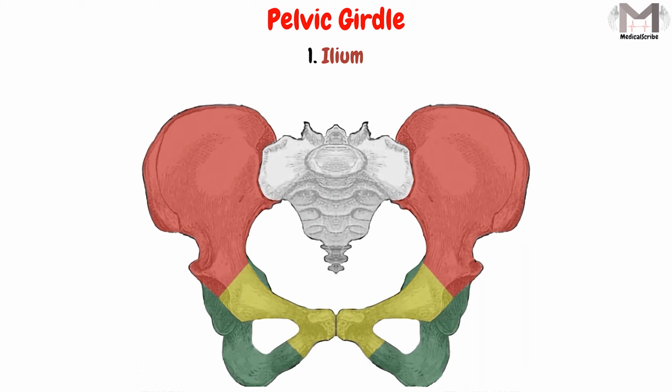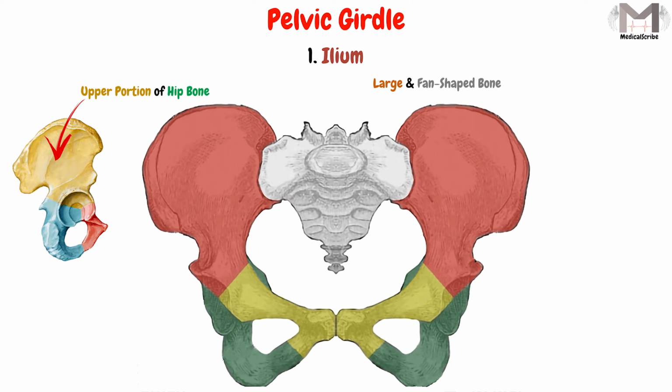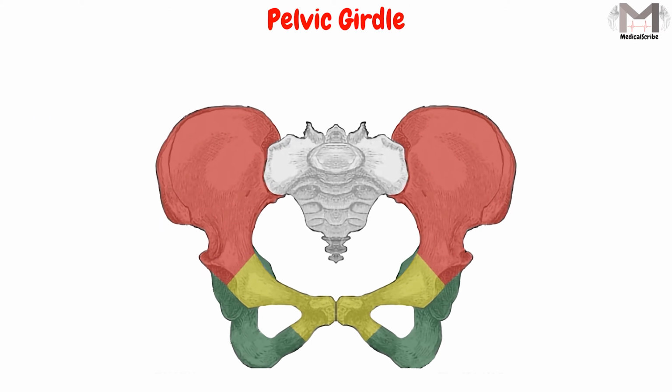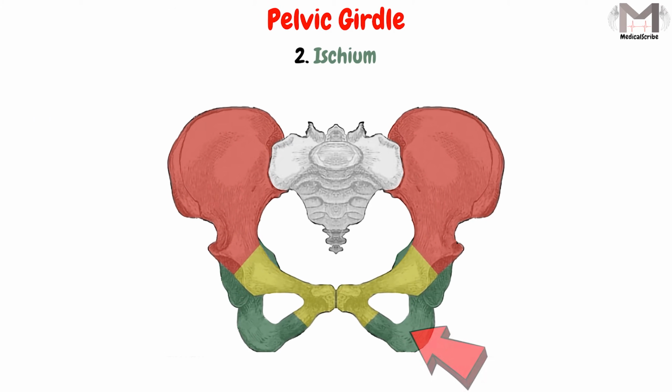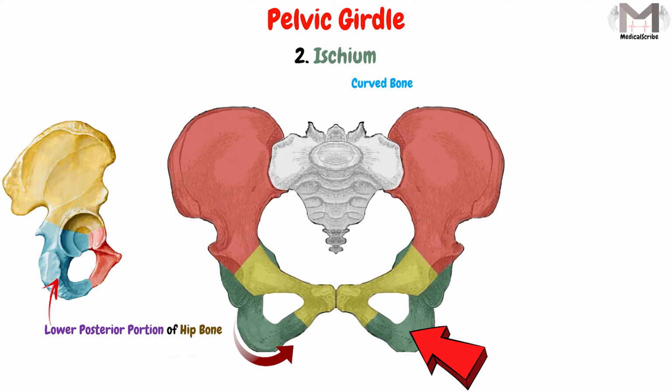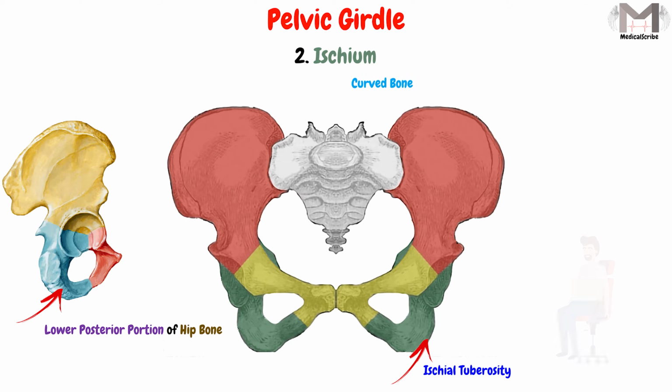The first bone is the ilium. This bone is a large, fan-shaped bone that forms the upper portion of the hip bone. The second bone is the ischium. This curved bone forms the lower posterior portion of the hip bone, and in this bone we have a prominence called the ischial tuberosity. This tuberosity is what the body rests on when it is seated.